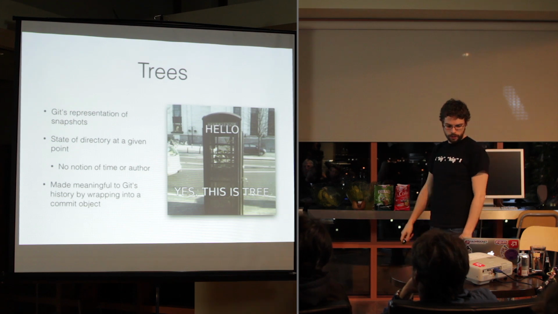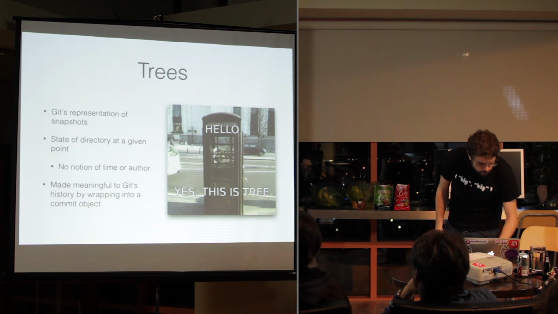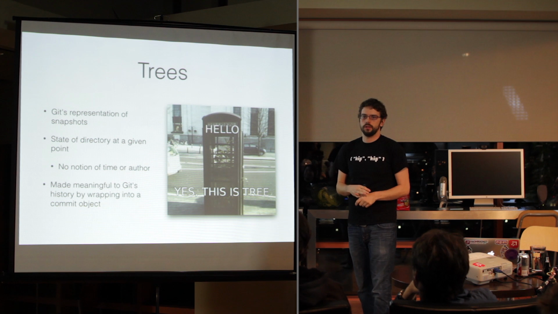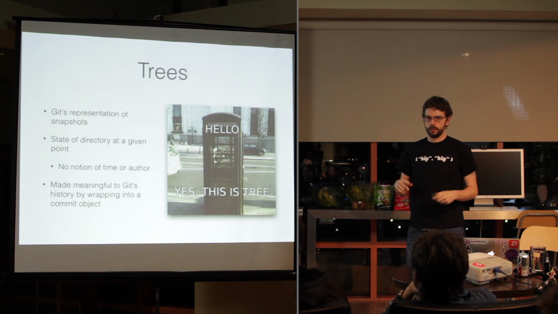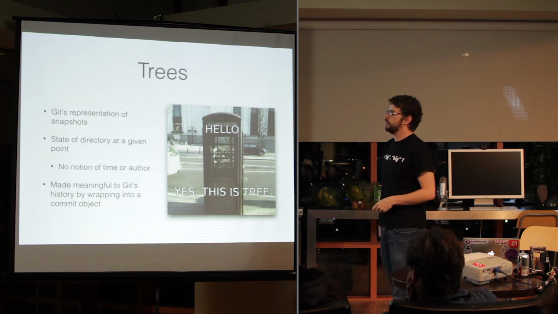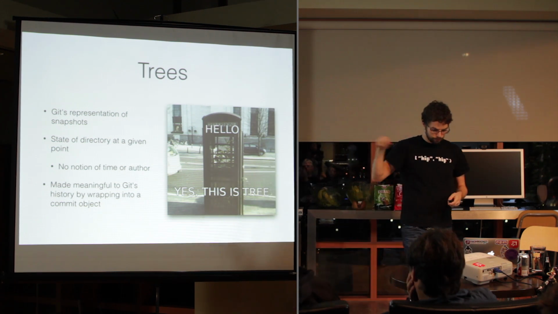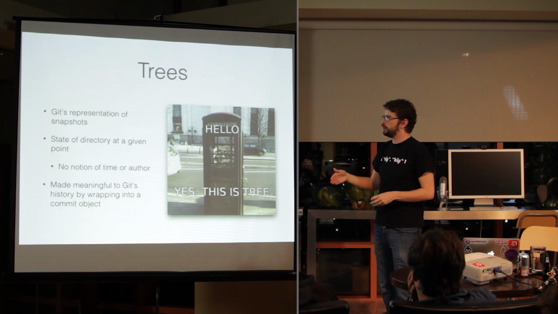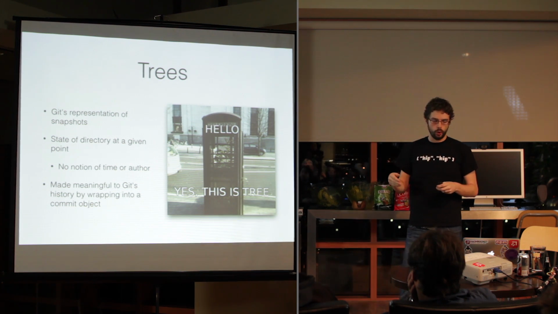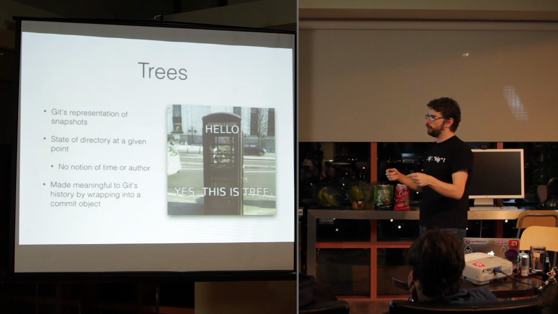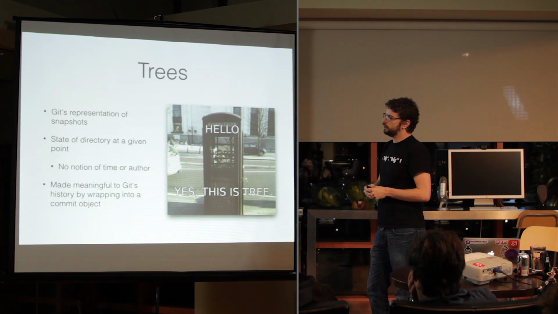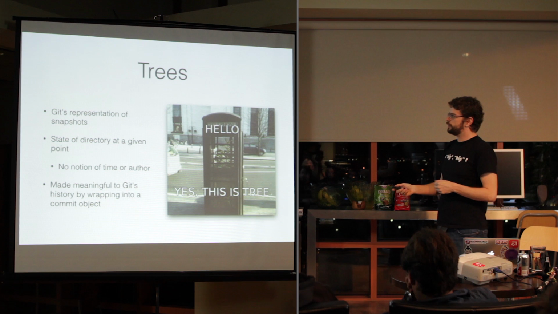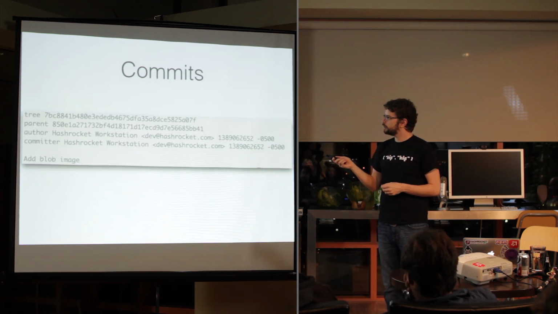So let's talk about trees. Trees are Git's representation of snapshots. I mentioned earlier that they're also interchangeably referred to as indexes. So the snapshot area that you saw in an earlier diagram is basically a tree, and it's the current working directory as it stands at the time of the snapshot. So if you had a Rails project, it would be every folder and file in the project that's not git-ignored. It has no notion of time or author. All of that's done in the commit.